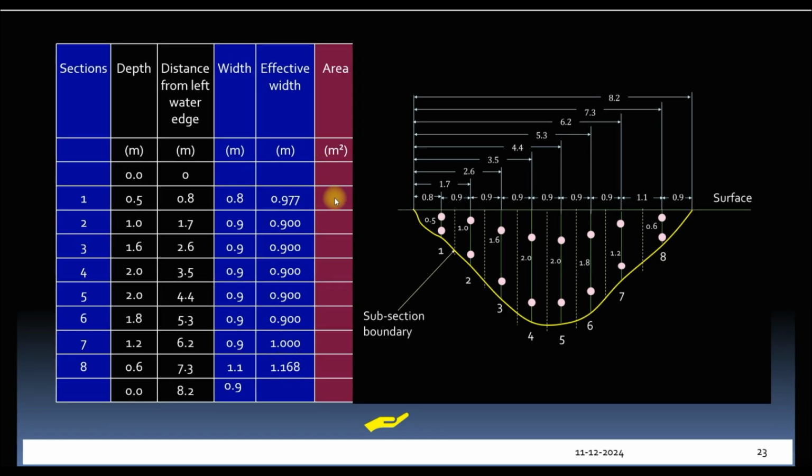Now we can find the area of sections, which is equal to depth multiplied by effective width. Area of the first section will be 0.5 multiplied by 0.977, which equals 0.488 square meters. Likewise, we can calculate the area of the rest of the sections.